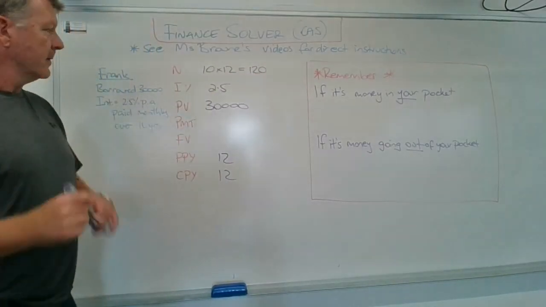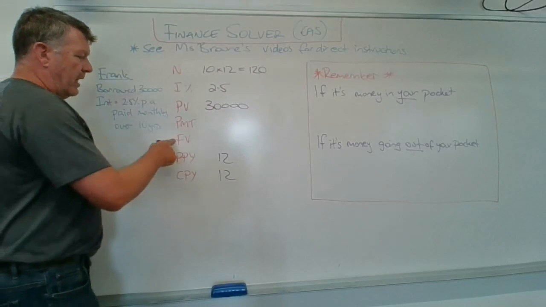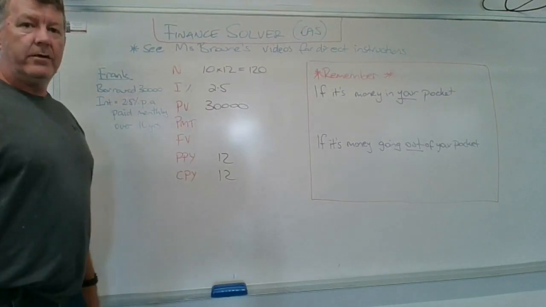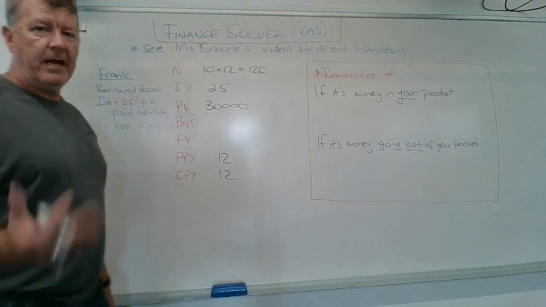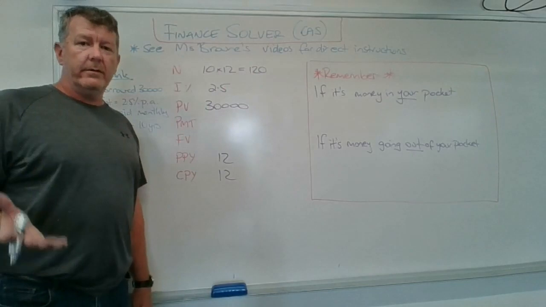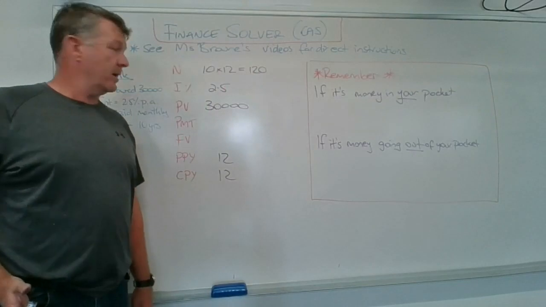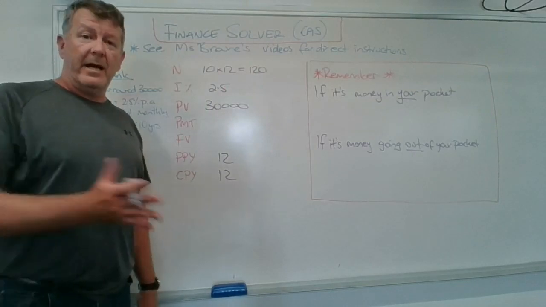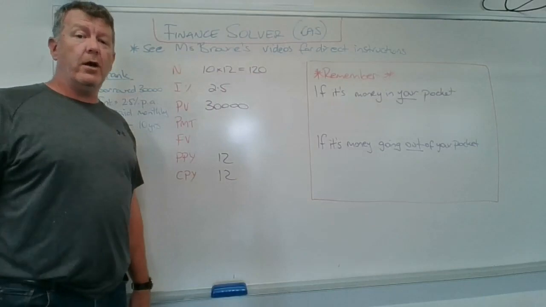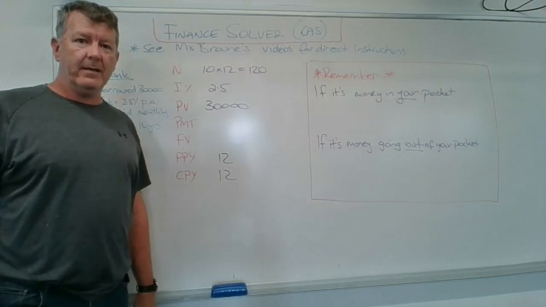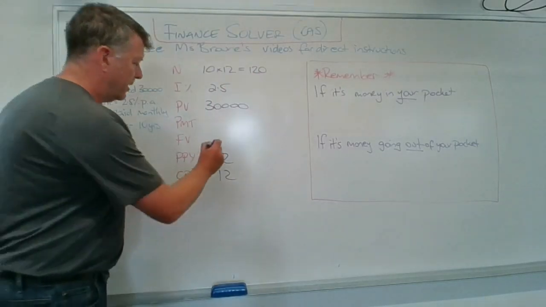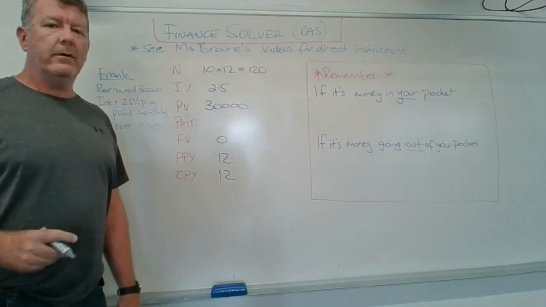All right, FV. You have to know what's happening. FV. He's taken out a loan. He's got $30,000 in his pocket to go buy a car. He has to pay that money back. At the end of the loan, how much is he going to owe the bank? Right, nothing. So he will, at the end of the loan, owe nothing back to the bank.